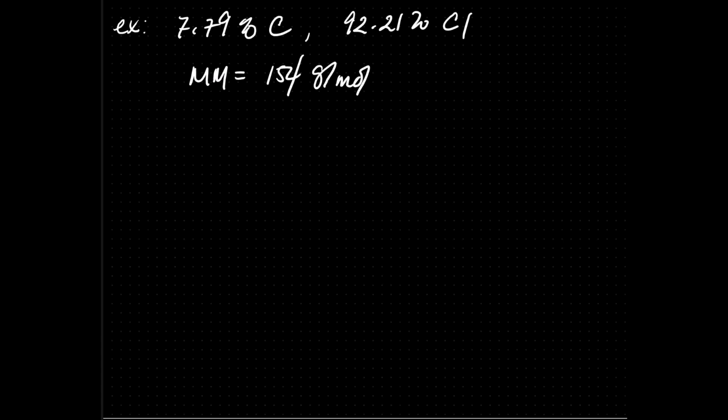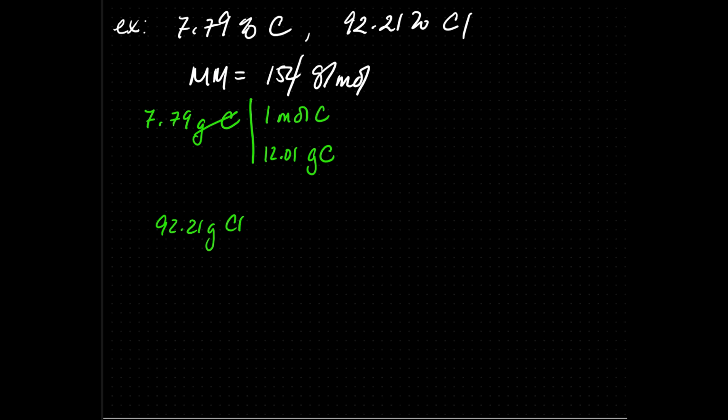Here again, percent is given, so percent to mass, we change the percent sign to grams. 7.79 grams of carbon. We have 92.21 grams of chlorine. Now we're going to go from mass to mole using molar mass. So using dimensional analysis, grams of carbon, there is 12.01 grams of carbon to 1 mole of carbon off the periodic table. 7.79 times 1 divided by 12.01 equals 0.649 moles of carbon.